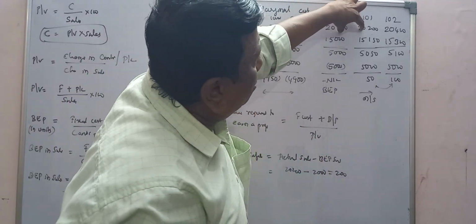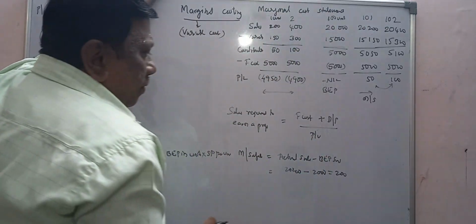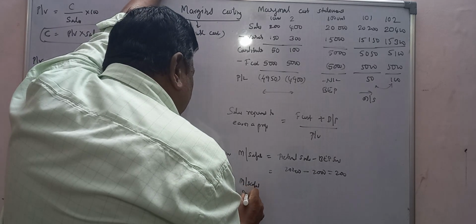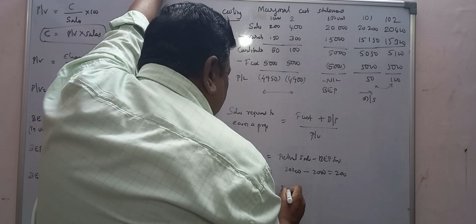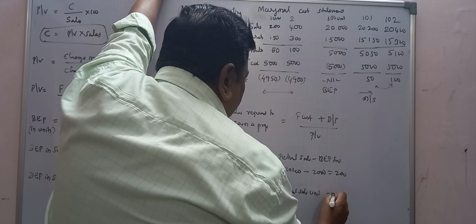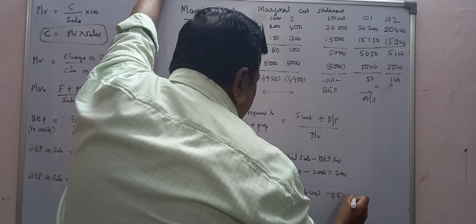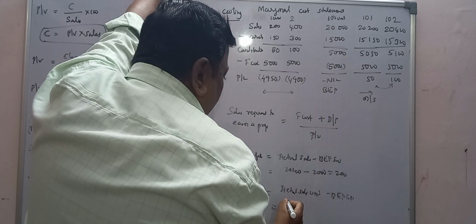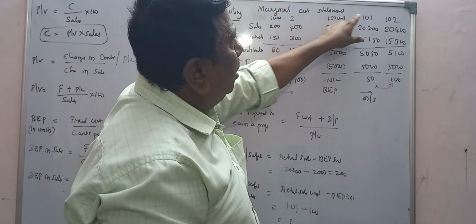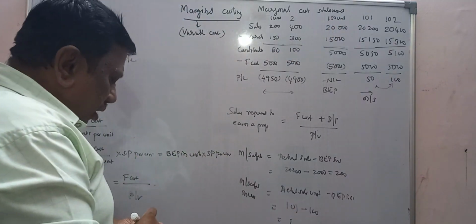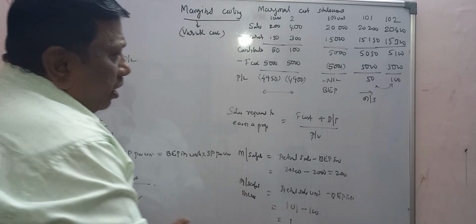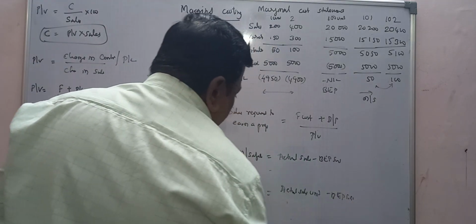So this is 200. If you want units, margin of safety in units is the same: actual sales units minus BEP units. Actual sales units, how much? 101 minus 100 gives 1 unit, right? So we are at the margin of safety. If I sold 1 extra unit, I am reaching the safety position. To calculate this, we have one more formula. I already did that also.